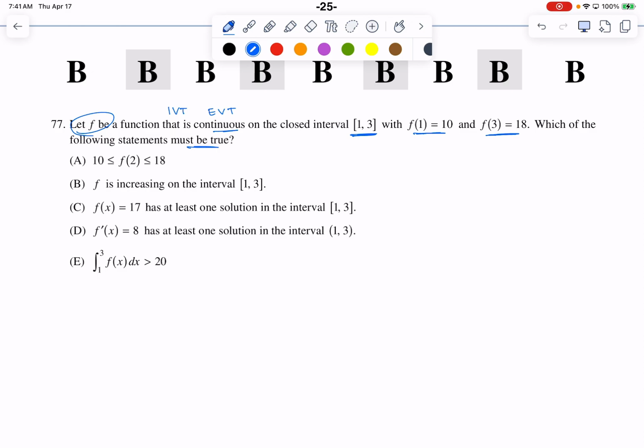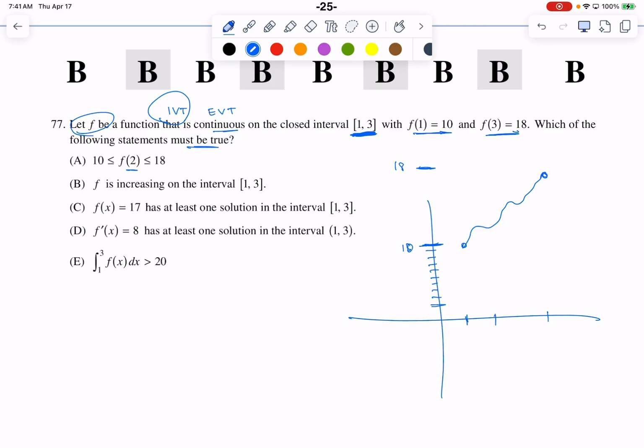All right. Would I be able to show that there is a value between 10 and 18? Yeah. That's what IVT says, that in between 1 and 3, you're going to have to take on every value between 10 and 18. Just think about it. If you're at 1, 10, and then 3, 18 is way up here. You're continuous. I don't care what you do. You're going to take on every value between 10 and what? Between 10 and 18. All right.